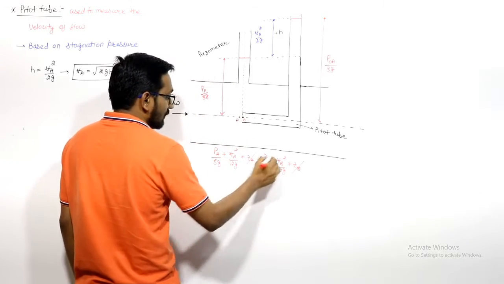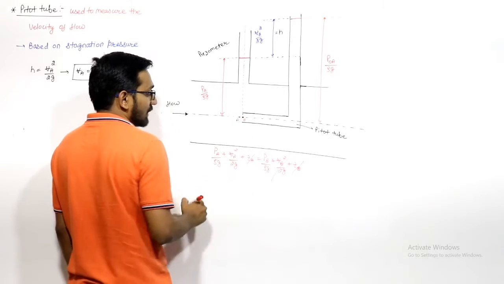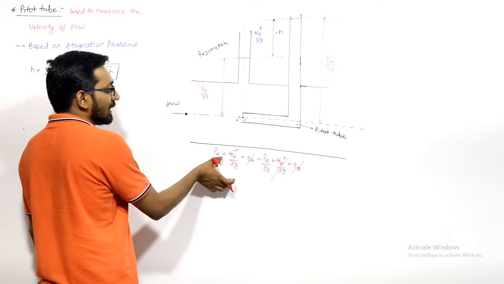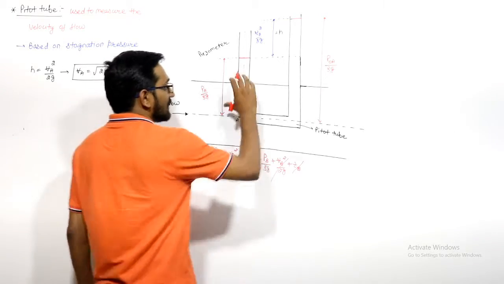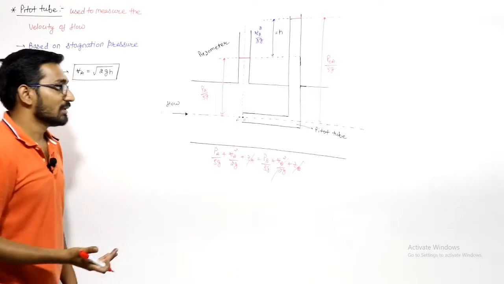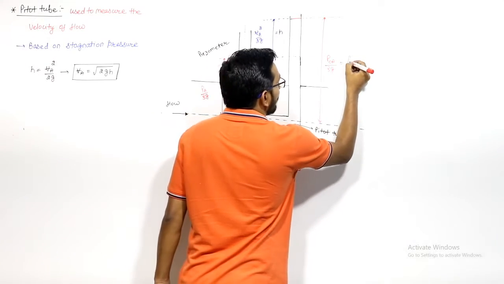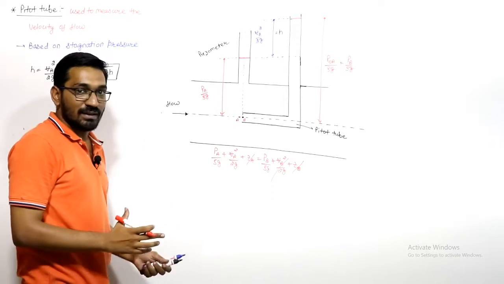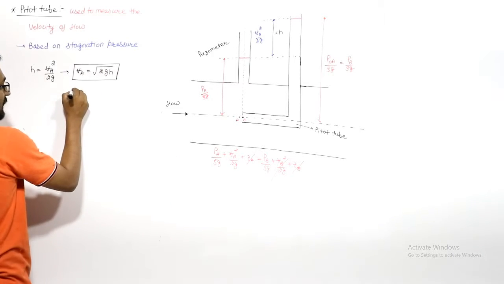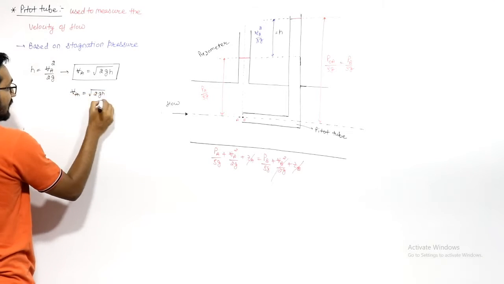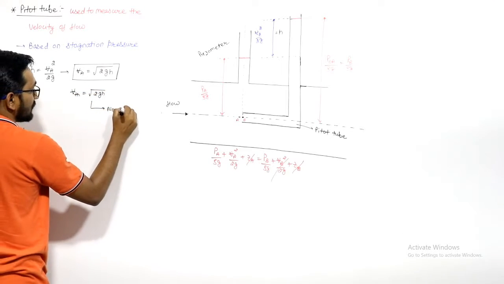These are same. VB is 0 because at this point velocity is 0, so you can write that pressure at this point B, PB by rho G, will be equal to PA by rho G plus VA square by 2G. What is the PA by rho G? This one is the PA by rho G, so the increase will be VA square by 2G. This total will be the pressure at point B, PB by rho G, and this increase will be equal to VA square by 2G. And we already see that this is the theoretical velocity, that is under root 2GH, if I consider there is no viscosity.